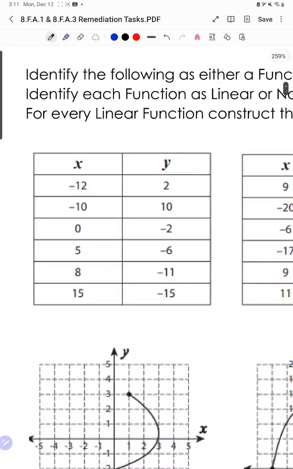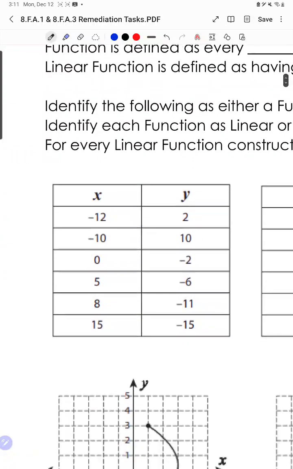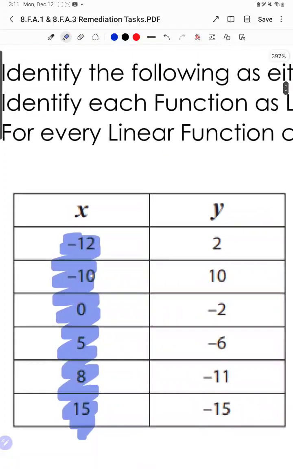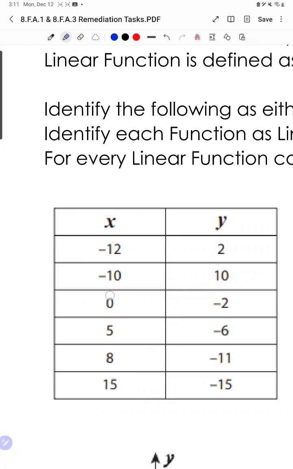So when we take a look at our inputs, like I said, there can only be one output per each input. And that sounds a little confusing at first, but if we take a look at our X values over here, the first thing I want to draw your attention to is that none of these X values repeat. So if none of these X values repeat, we automatically know that there's only one output for each input. If your X values repeat, that should raise a red flag for you.